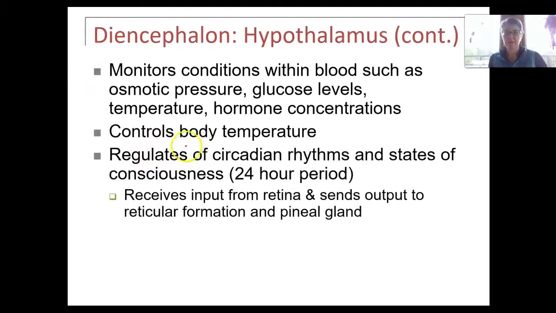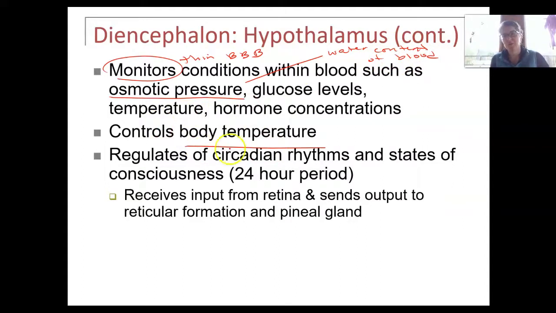Okay. Controls your body temperature. Monitoring, so hence the thin blood-brain barrier, to check your osmotic pressure. That has to do with your water content. How salty is your blood? Temperature, this and that. So it's going to get a lot of input from the eye and other areas, send output to the pineal gland to regulate your state of consciousness.